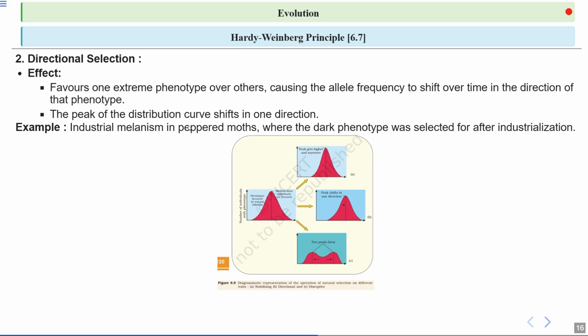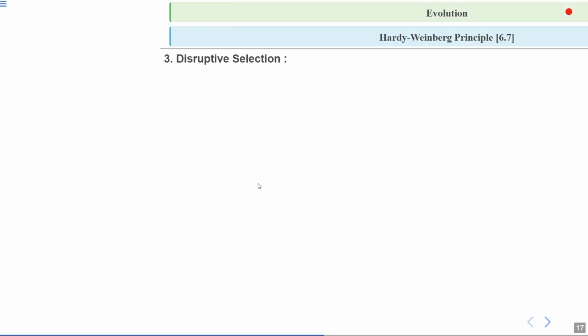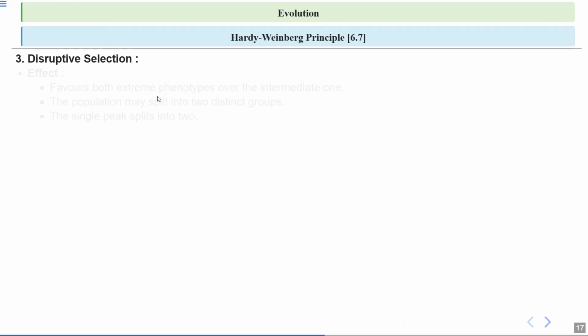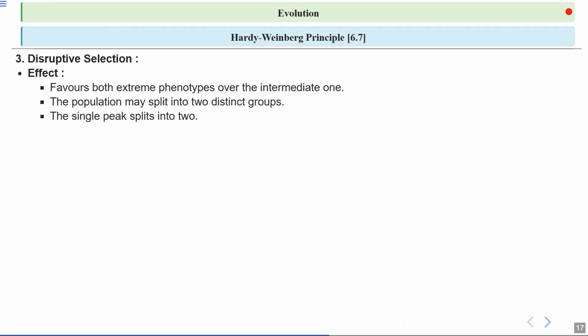Now let's talk about the third type of selection. Third is disruptive selection. Here both the extreme phenotypes are being favored over the intermediate one. The population may split into two distinct groups, that means the single peak splits into two.